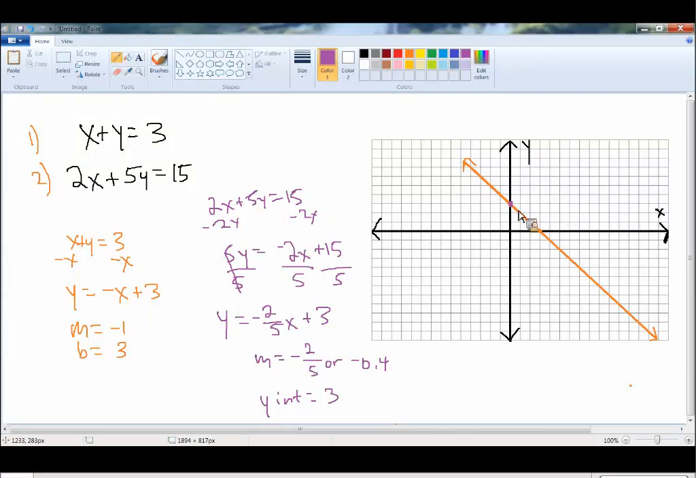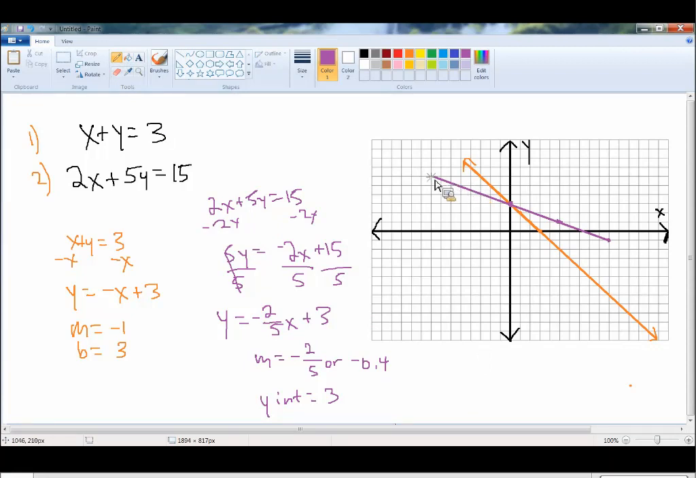And it's negative, so it's down. So it's 2 down, 5 over. 2 down, 5 over. So the line is going to look something like this. Start over here, and the line will look something like this. Okay.